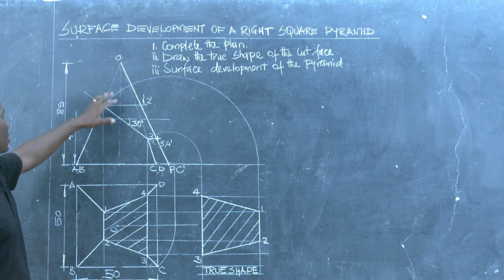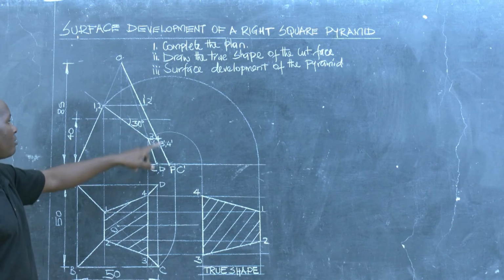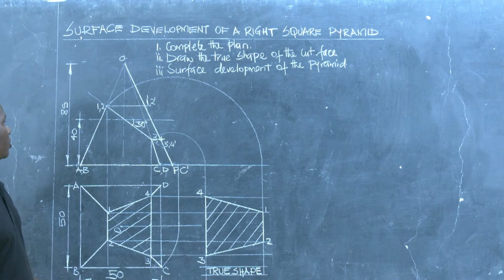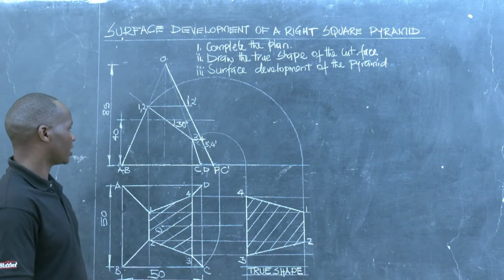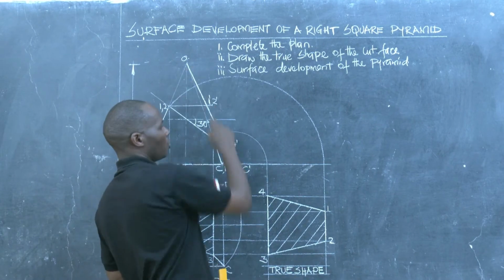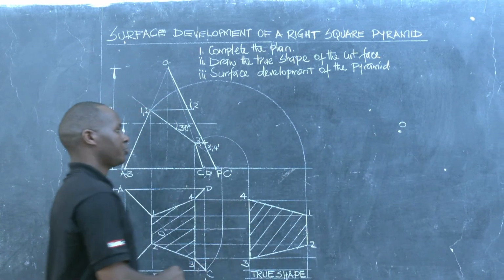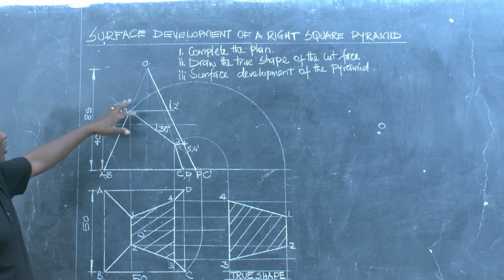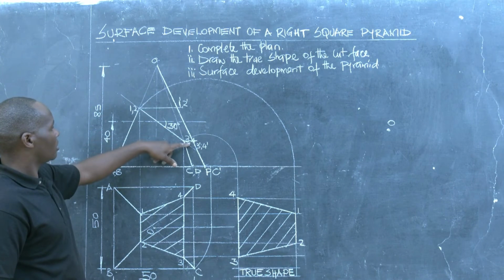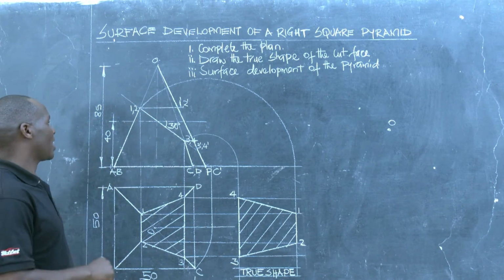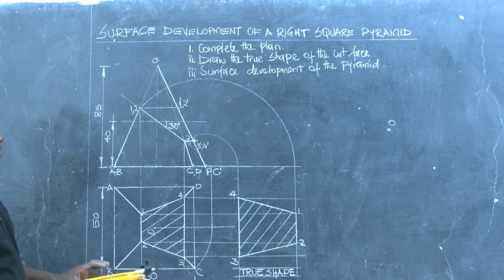Here we get points 1 prime and 2 prime. So having projected points 1, 2, and 3, 4 to get 1 prime and 2 prime on our true length, then for us to do the surface development of the truncated pyramid, we will establish point O in an empty space on our drawing paper, and then we will draw a number of arcs. We'll draw arcs OC prime, O3 prime, 4 prime, and O1 prime, 2 prime. And those are the arcs that will help us to develop the truncated pyramid.